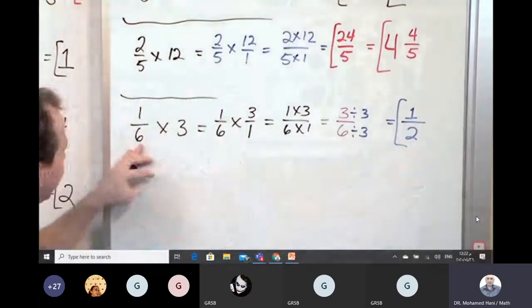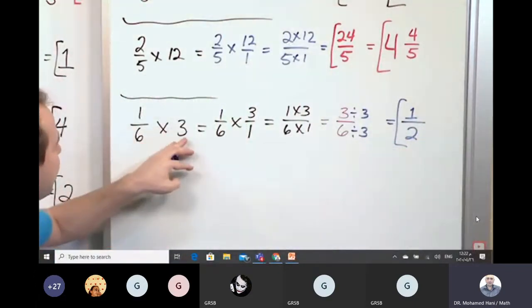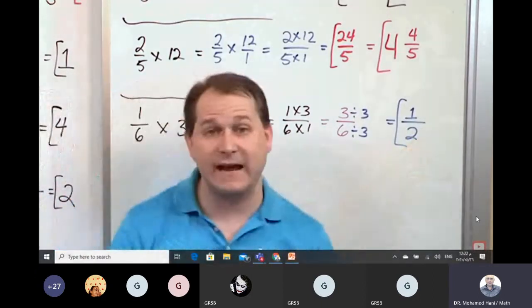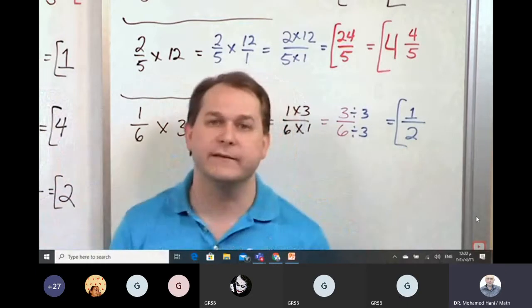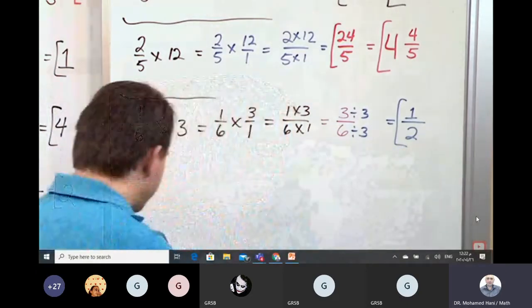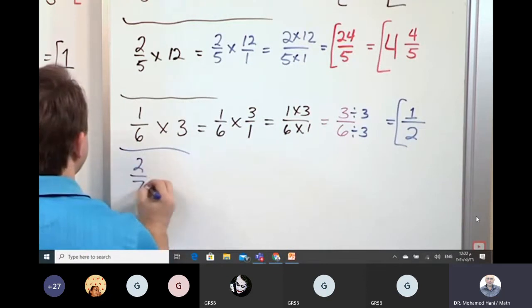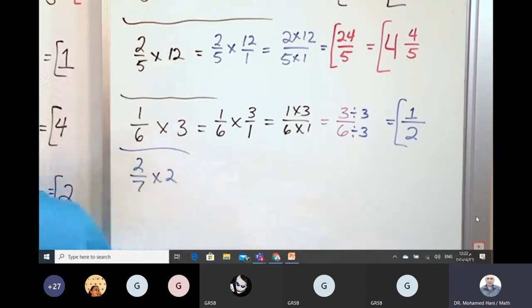If you take 1/6 of a pizza and you do that 3 times from 3 different pizzas and arrange them together, what you actually have at the end of the day is half of a pizza if you arrange all the slices. All right. The final problem we're going to do in this set here is 2/7 times 2.